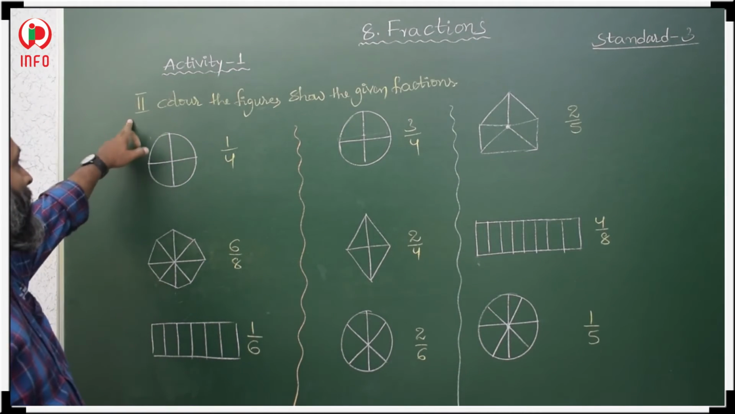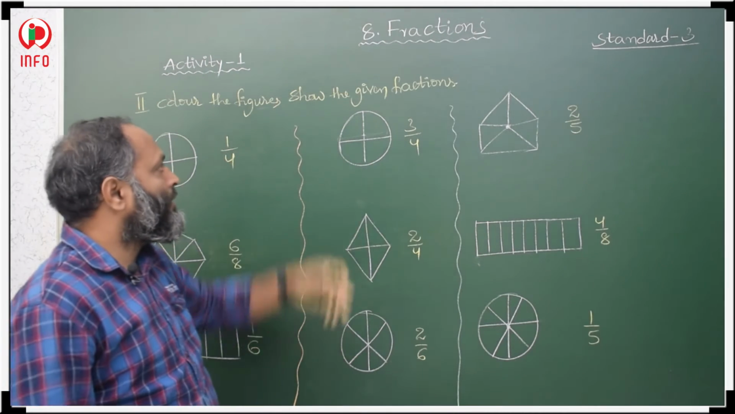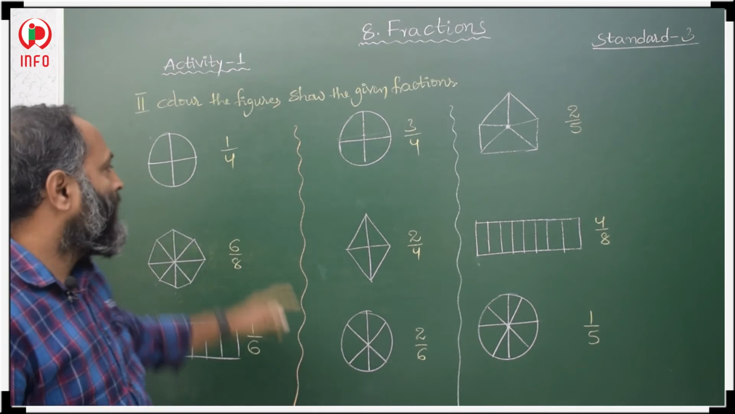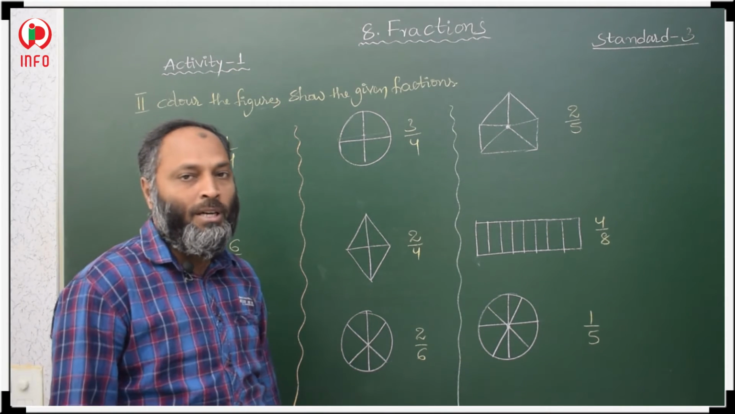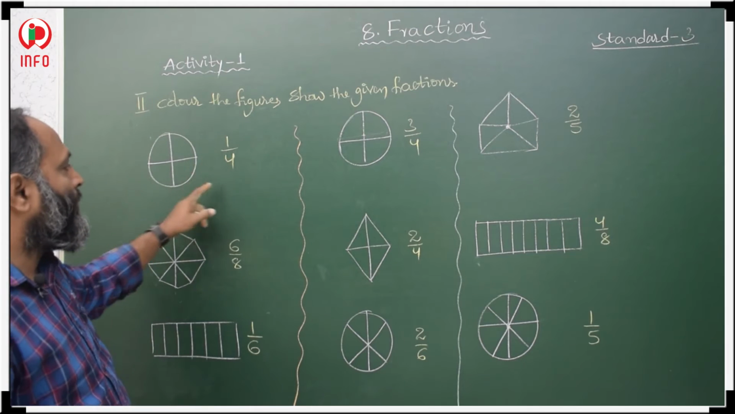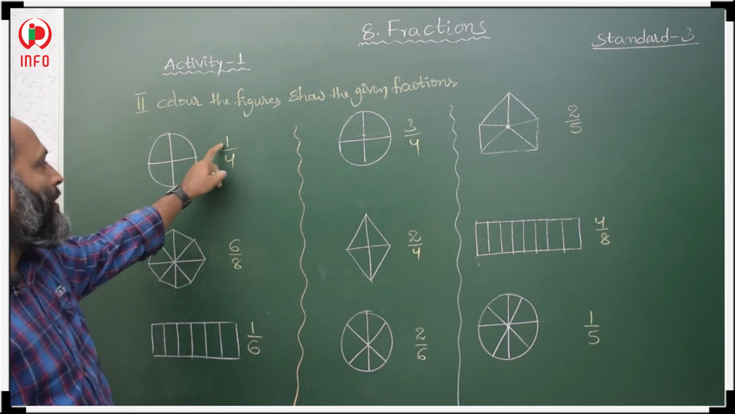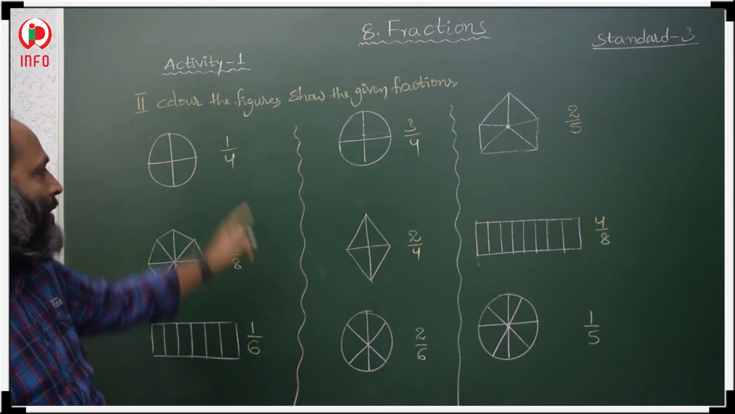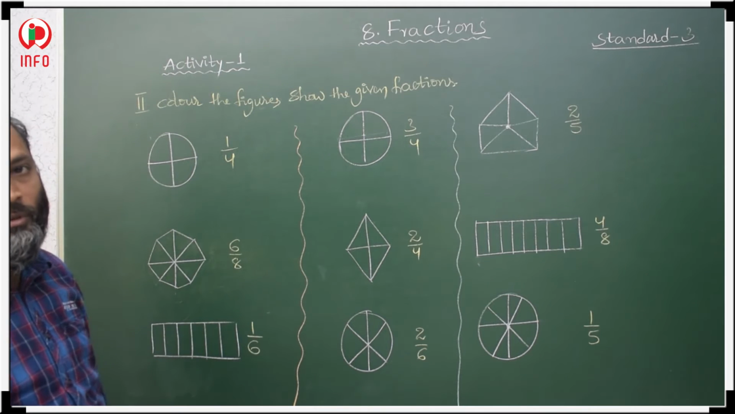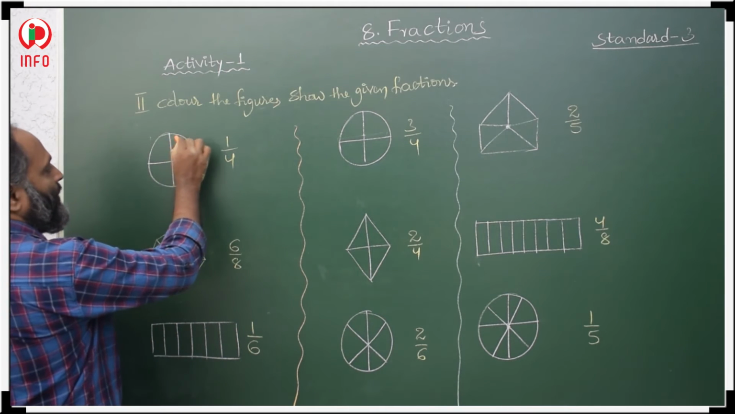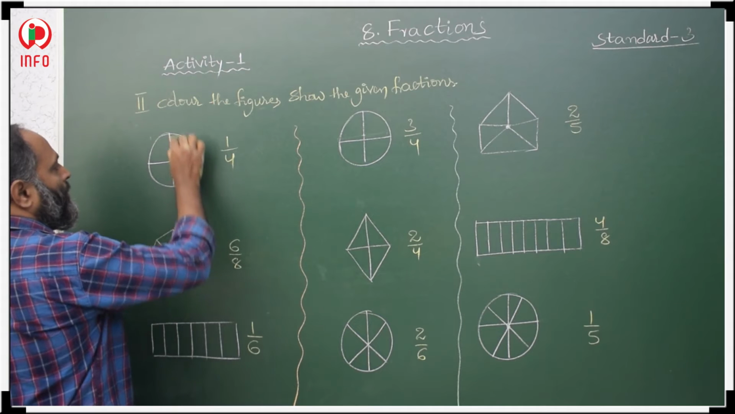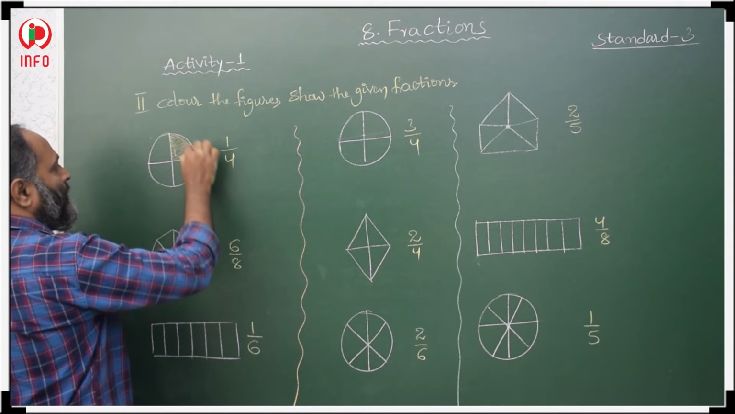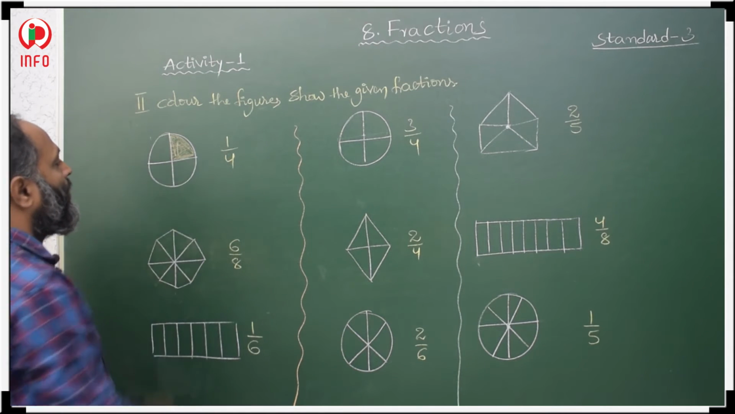Now, the next concept, second question: color the figures shown in the given fraction. Here fractions are given and pictures are given, so we have to color according to the fraction. Here 1 by 4, total 4 parts, in that one portion we have to shade. We have to see the numerator, that many parts we have to shade. So, one part we have to shade here. This is our shaded portion, 1 by 4.